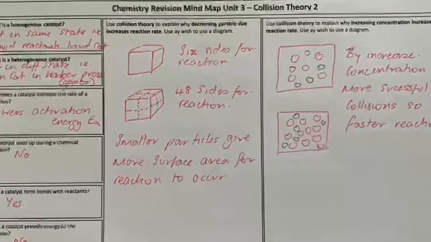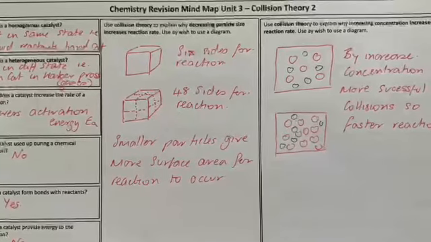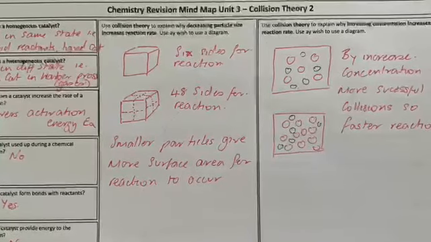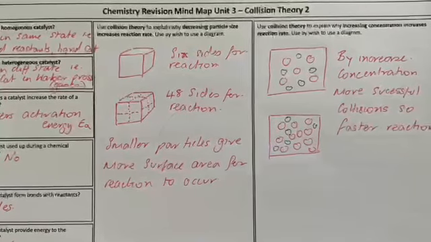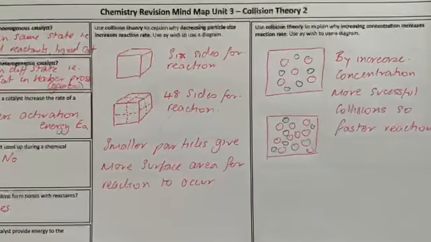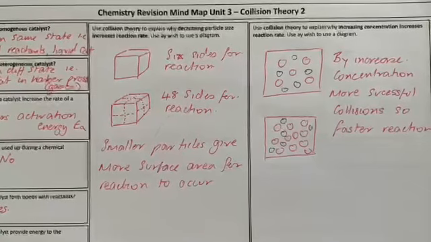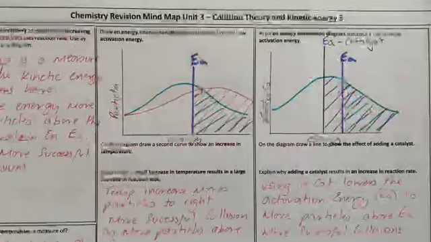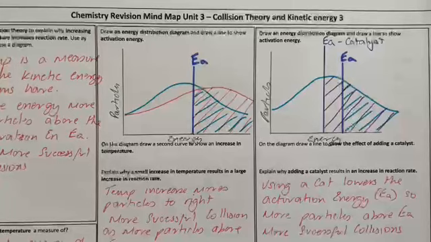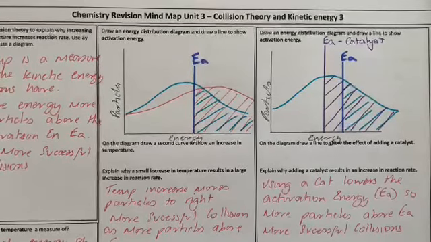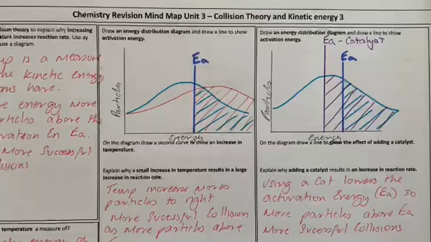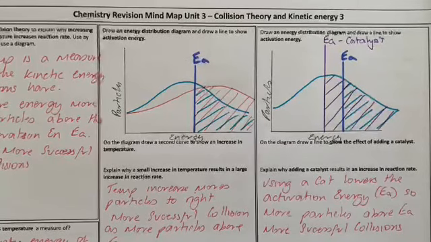As far as decreasing particle size, that increases surface area, as shown, and same with increasing concentration, it increases the number of particles that have the correct activation energy, so a faster reaction. Temperature is a measure of the kinetic energy that the particles have, and obviously the faster the particles, the more particles above the activation energy are going to be available for a reaction.